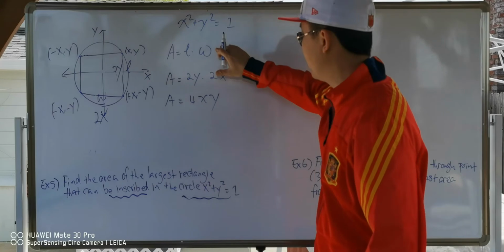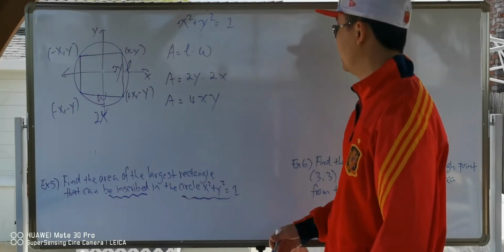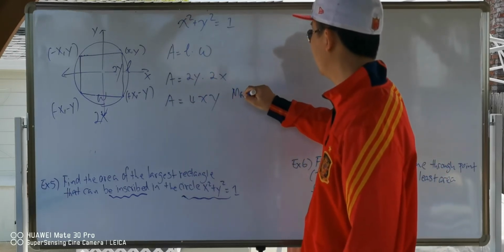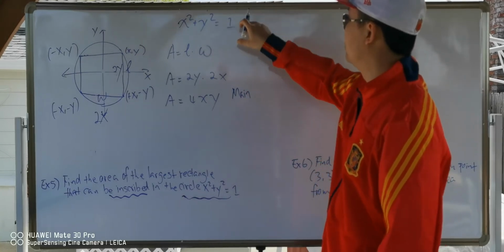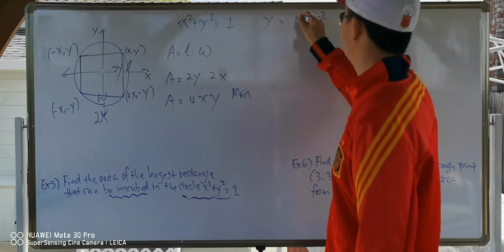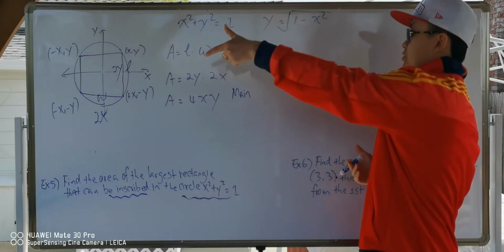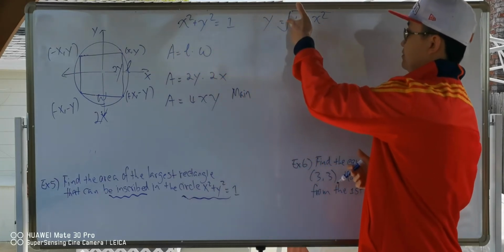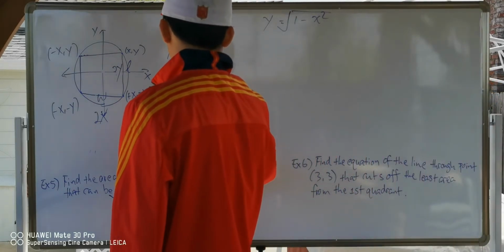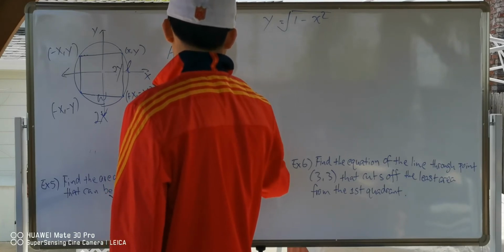Since we're dealing with two variables, we need to isolate one variable in terms of the other. The main equation we have is 4xy, the area we need to maximize. So let's solve for one variable in terms of the other. We get y equals the square root of 1 minus x squared. We keep only the positive value to make sure this is a function. If it's positive and negative, it won't be a function. So we have area equals 4 times x times the square root of 1 minus x squared.